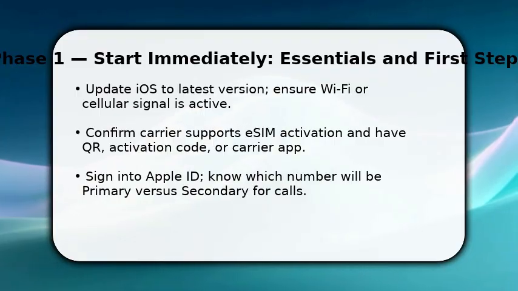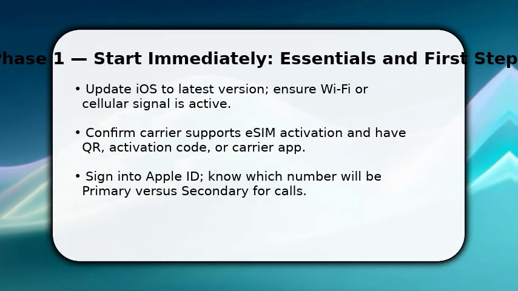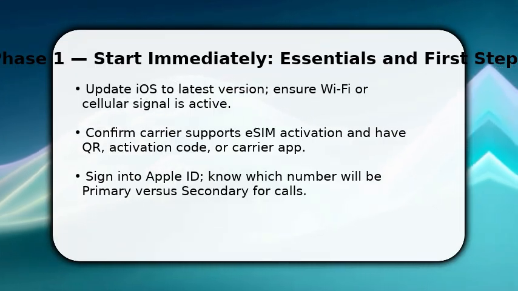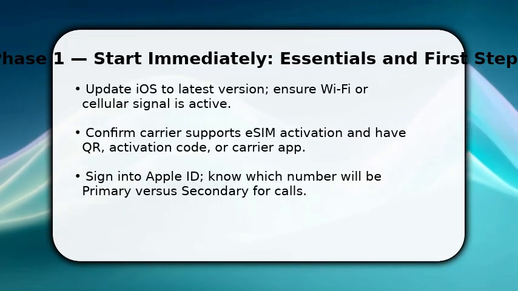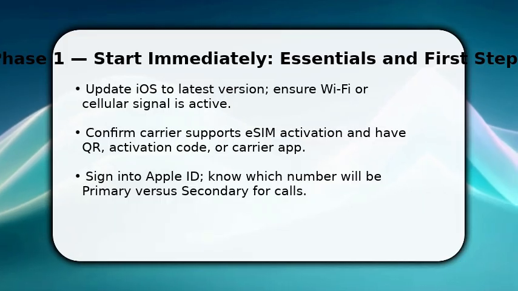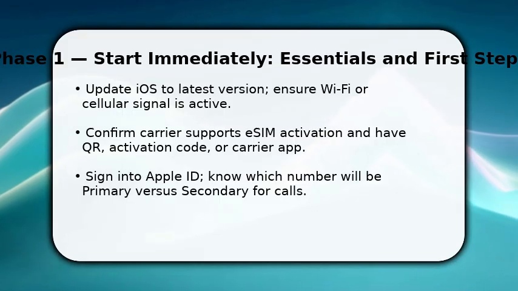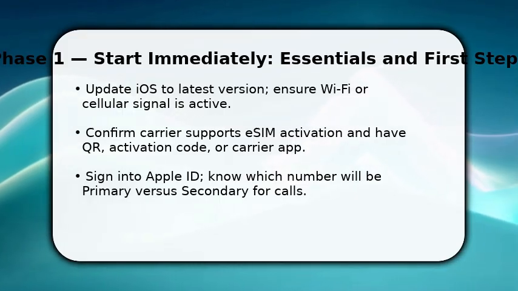You begin by preparing the iPhone. Update iOS, connect to Wi-Fi, and confirm your carrier supports eSIM. Once done, open Settings and tap Cellular. Choose Add Cellular Plan. Scan the carrier QR code or use the carrier app to download the eSIM profile. You can also transfer a line from another iPhone.